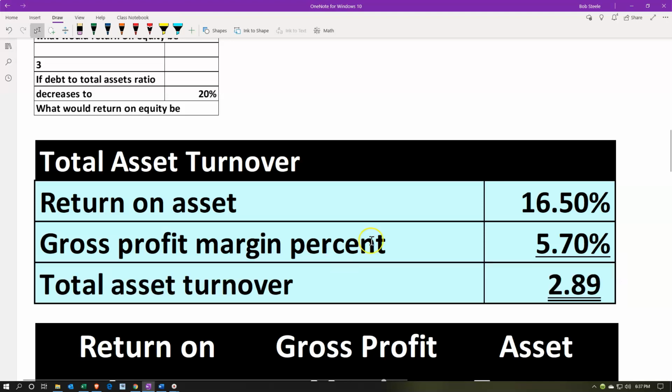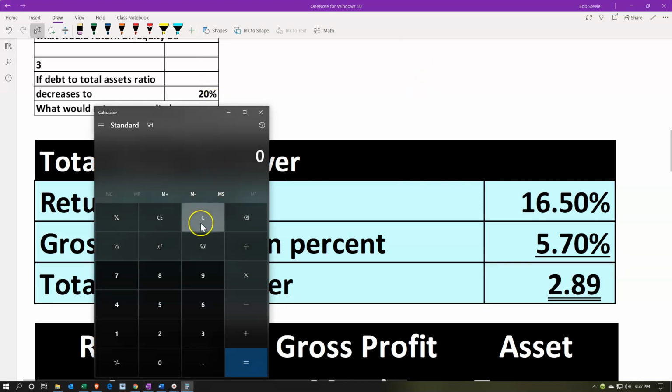I'm going to calculate it just so that we make sure that we have the rounding involved. So we have 16.5 divided by 5.7, and that's going to give us 2.89. Notice I didn't move the decimal over, but if you move the decimal over, it'd be the same thing: 0.165 divided by 0.057 in decimal format. Let's do that one more time.